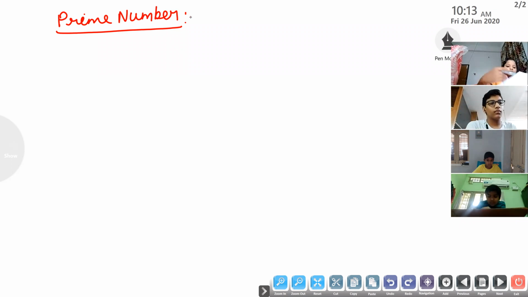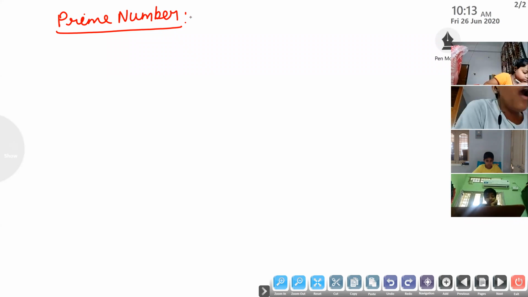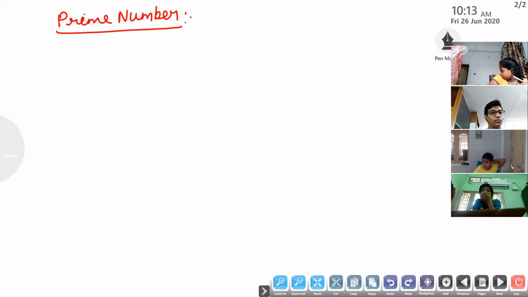In the second way, I can say, what is the meaning of prime number? Prime numbers are those numbers that will come in one table or in the same table. Understood? What is a prime number? Prime numbers are those numbers which have exactly two factors, that is 1 and itself.